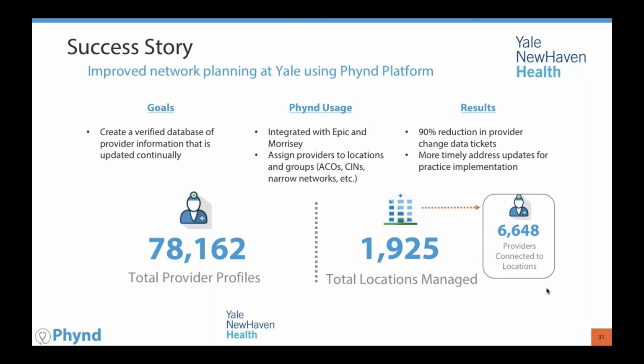So before Find, maintaining the large provider population at Yale was a massive challenge. As you can see, Yale has a large network, almost 80,000 regional providers, and they're closing in on almost 2,000 locations. Epic is again a very powerful system, but maintaining information in Epic is very manual. So you send a ticket to the Epic SER team, and the Epic SER team opens up Epic and makes changes.